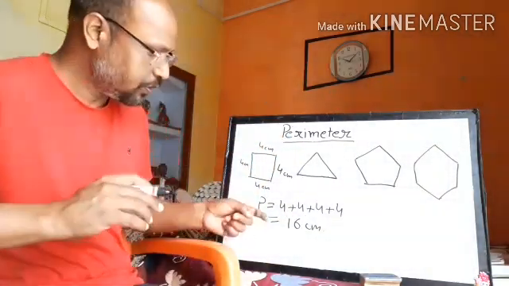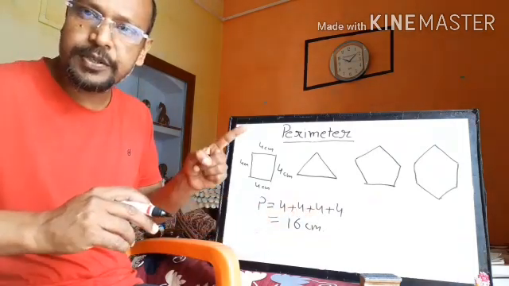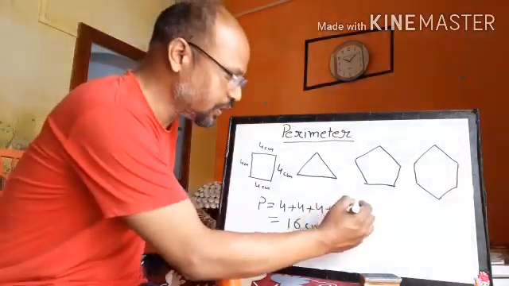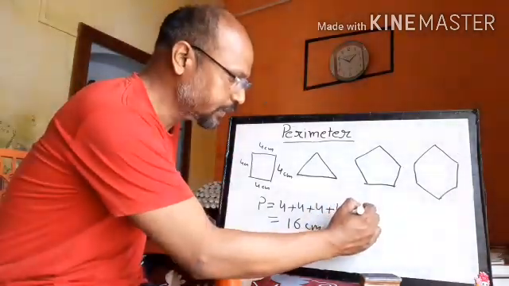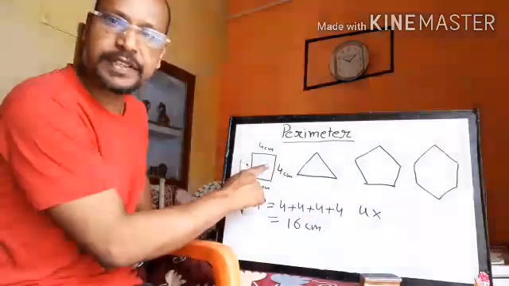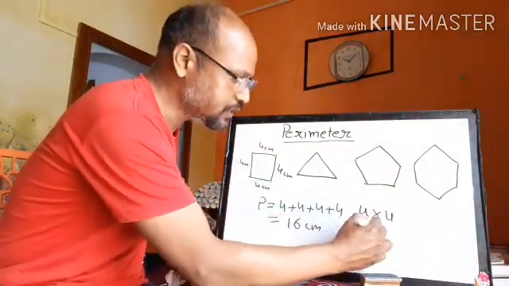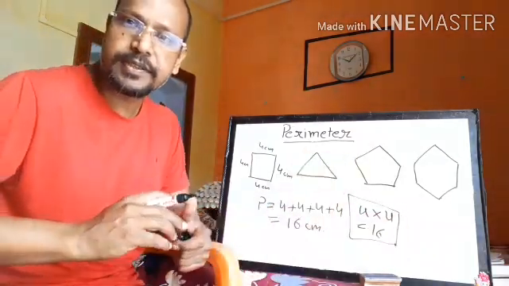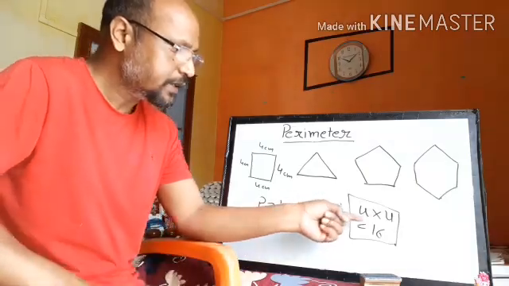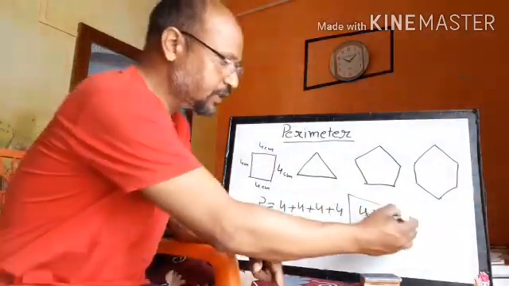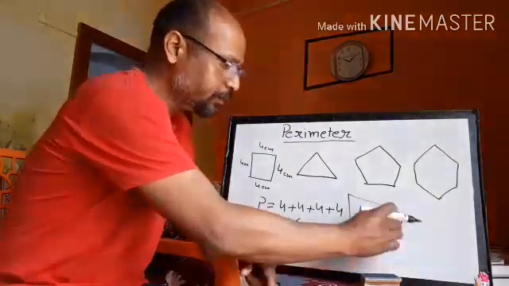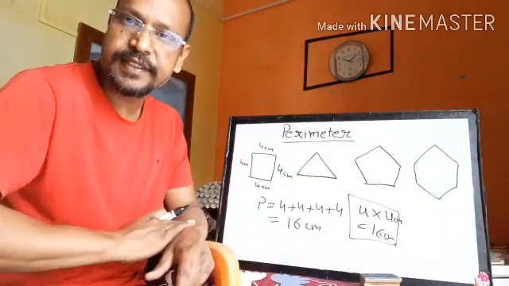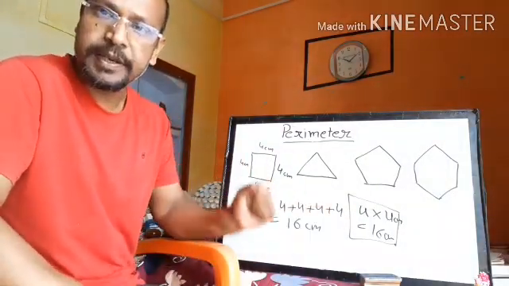Right? So instead of adding the sides, you can use multiplication also. It has 4 sides, so the number of sides is 4, and the dimension of each side is 4. So 4 times 4 is 16. In such a way, you can also calculate the perimeter of this quadrilateral. Why have I multiplied this 4 centimeter with 4? Because this 4 is the number of sides. Instead of adding, you can multiply also.